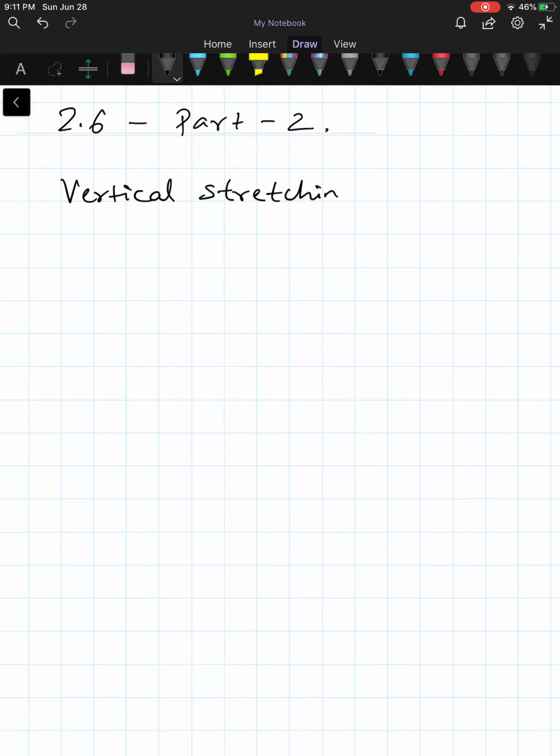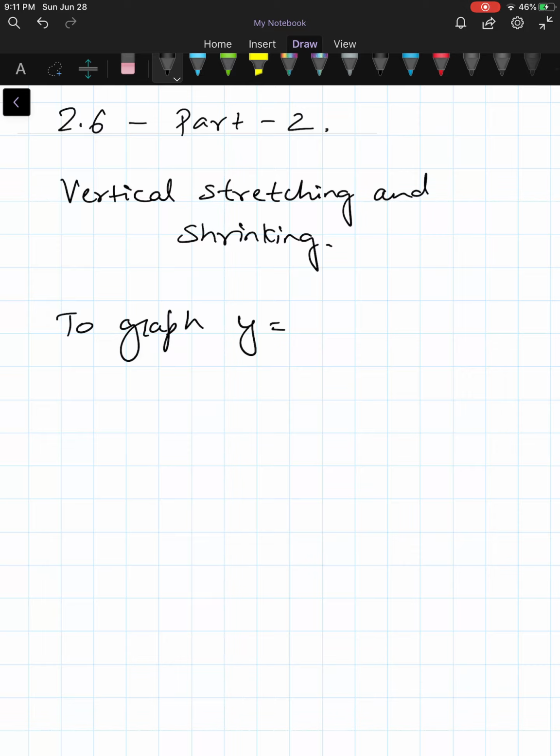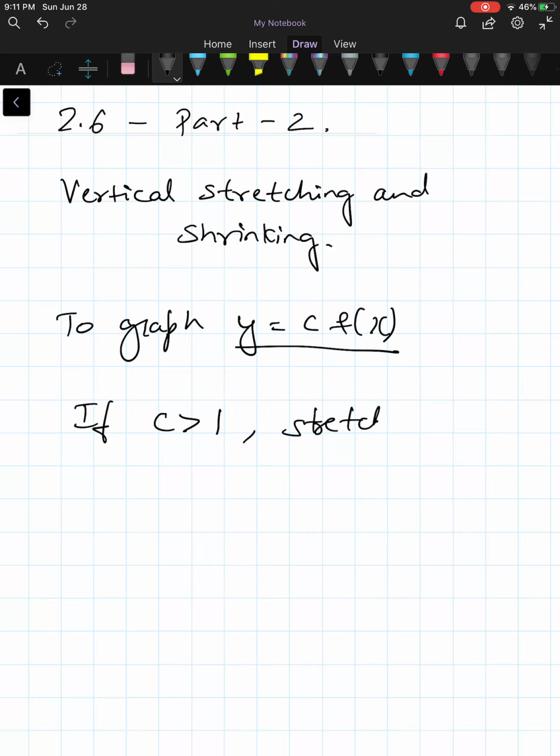Vertical stretching and shrinking, both stretching and shrinking. So given the graph y is equal to c f of x, where f of x is the original graph and this is the transformed graph, there are two cases based on the value of c. If c is greater than 1, there will be a stretch in the graph.